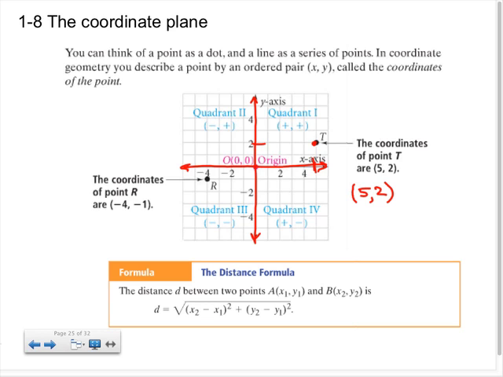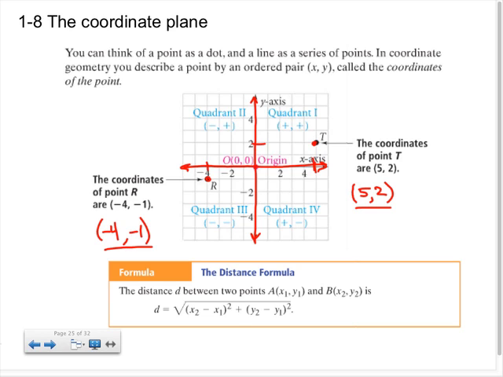Similarly, if we look at point R, we can say that the point R lies at the coordinate -4 along the x-axis and -1 along the y-axis. So these points written like this are called the coordinates, and you should be able to either give the coordinates of a point that's on the graph or plot a point based on coordinates that I give you. So let's try one like that.